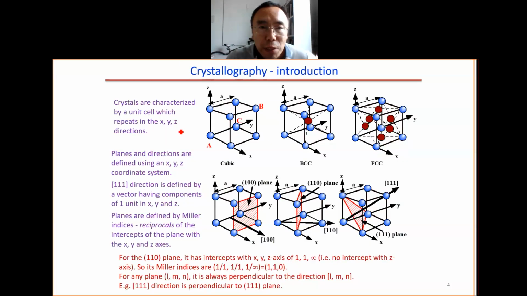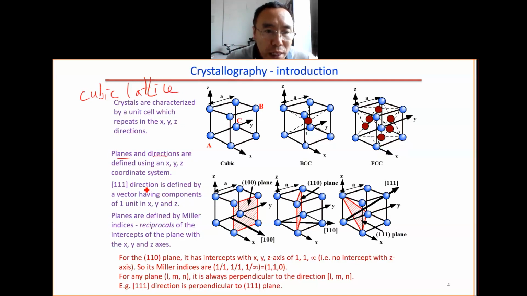For silicon, we know we have the cubic structure. Now we look at a brief introduction to the crystal structure. I know you are familiar with this from your other courses. What we have here is the lattice, the cubic lattice. For the cubic lattice, we can define the planes and the directions.